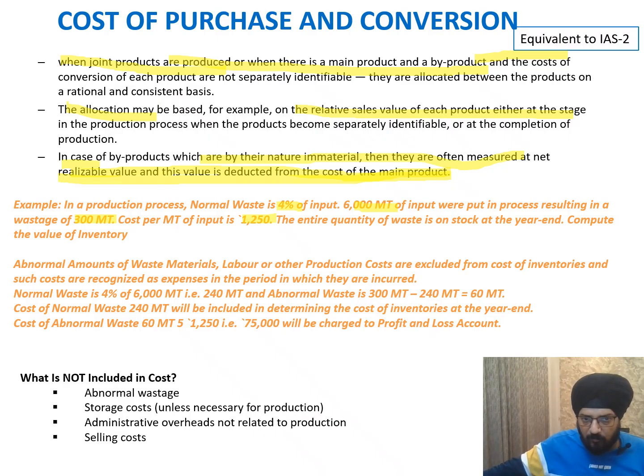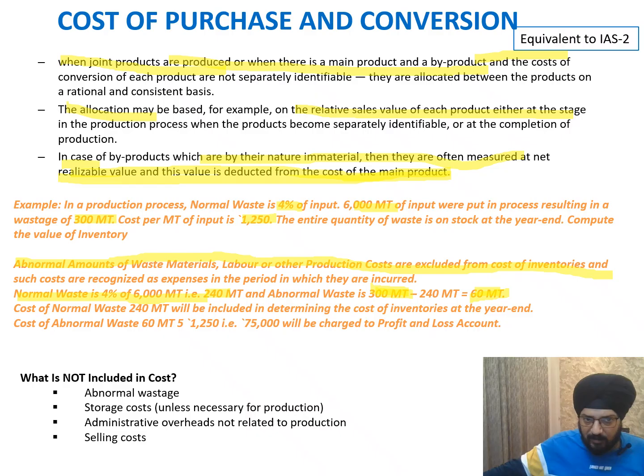Abnormal amount of waste material, labor or other production costs are excluded from the cost of the inventory. We just spoke about this in the last slide, where any abnormal cost should be excluded from my cost of the inventory. So normal wastage, which is 4% on 6,000 metric ton, would be 240. But in this case, my wastage is 300 metric ton, which means there is excess wastage of 60 metric ton. And the 60 metric ton is my abnormal wastage.